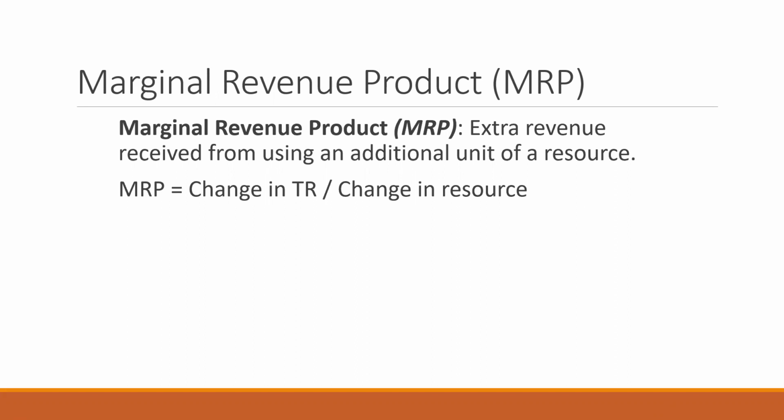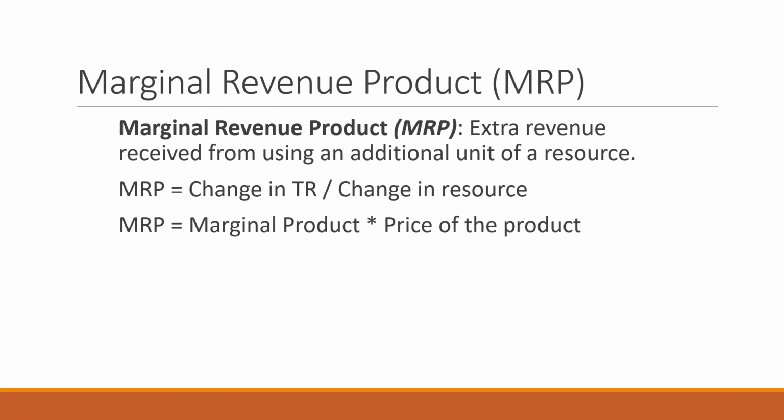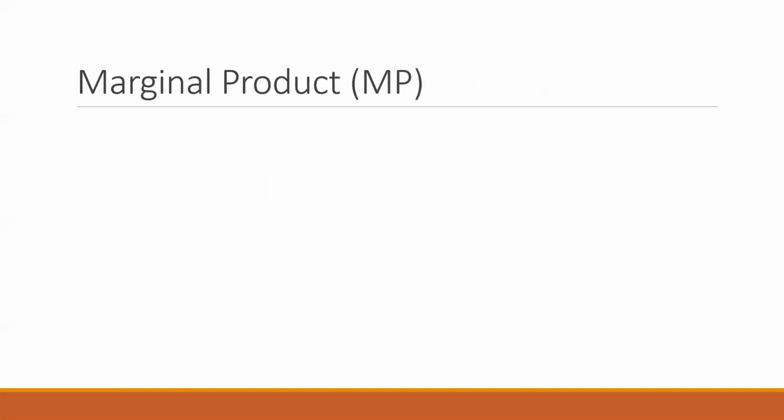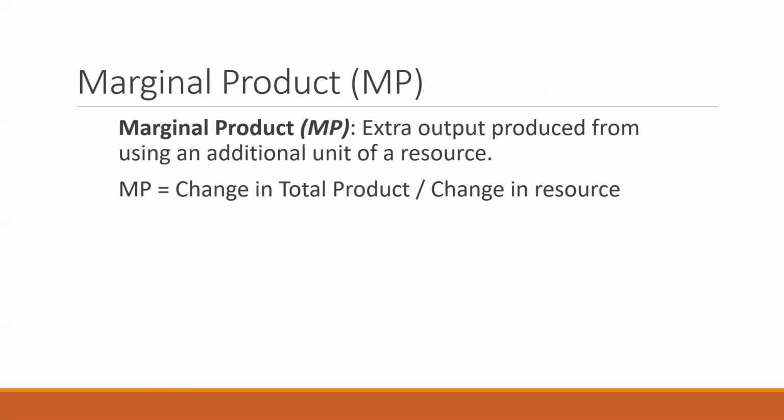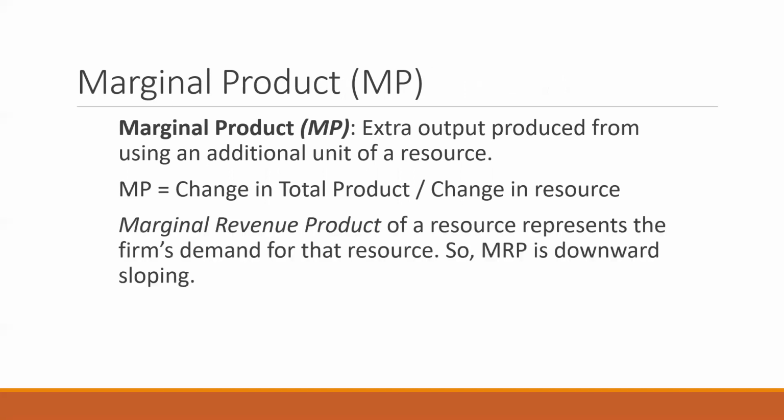The way we measure it is the change in total revenue divided by the change in the amount of resource. Another way of calculating is to simply take the marginal product of the resource times the price of the product. So what is marginal product then? Marginal means extra again, but we are talking about the product. Using an additional unit of a resource, how much extra output is being produced? That's what we measure as marginal product. Again, the way we calculate it is change in total product over change in the resource.